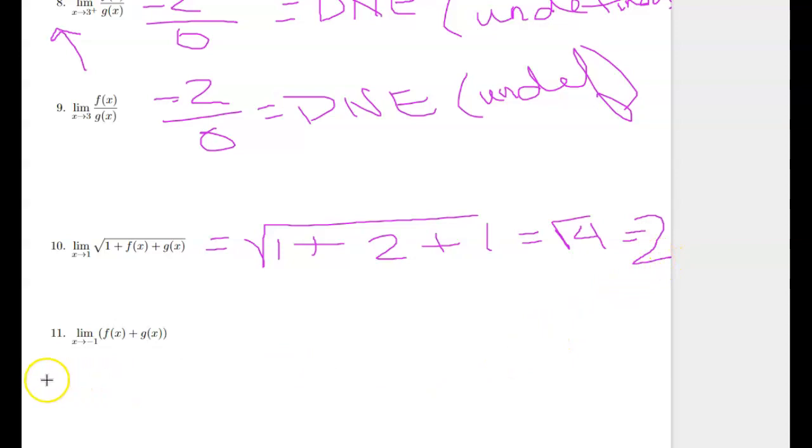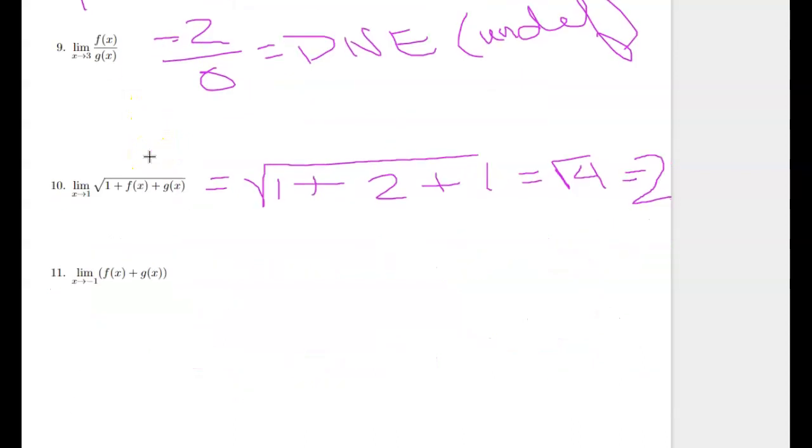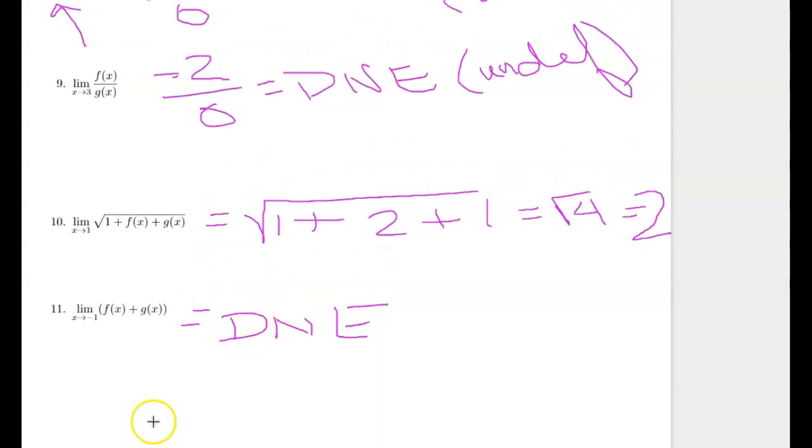All right, and our last one, negative 1. So our limit of f at negative 1, well, we don't match up, so we don't have a limit on f. So since f does not exist, the entire problem does not exist. Okay. So go ahead and give those a try and see how you do.